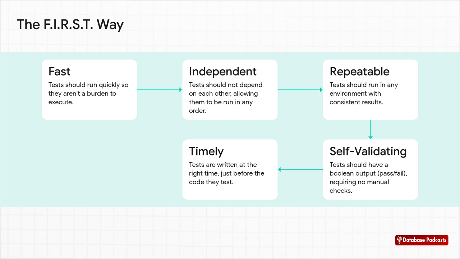F.I.R.S.T. Your tests have to be fast, because if they're slow, you just won't run them. They need to be independent, so the failure of one test doesn't cascade and cause a bunch of others to fail. They must be repeatable, meaning they give you the same result every time no matter where you run them. They have to be self-validating, giving you a simple pass or fail, no need to read through logs. And finally, they should be timely, meaning you write them right alongside the code they're supposed to protect.